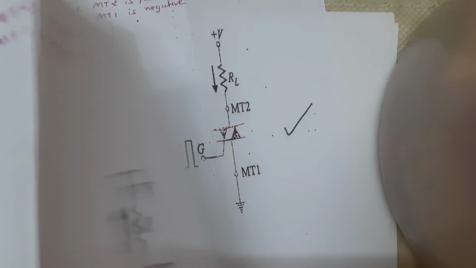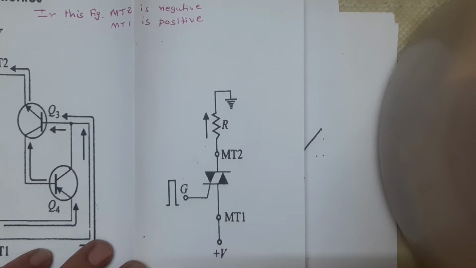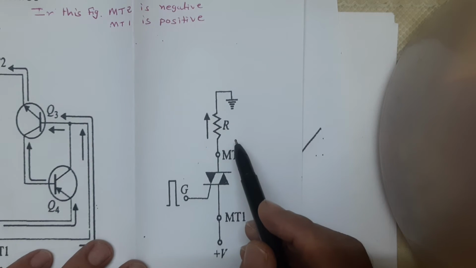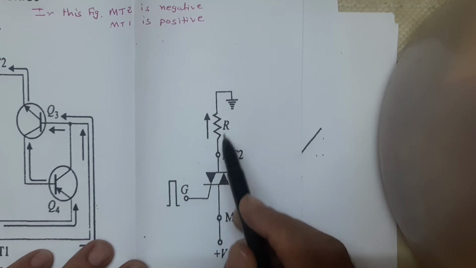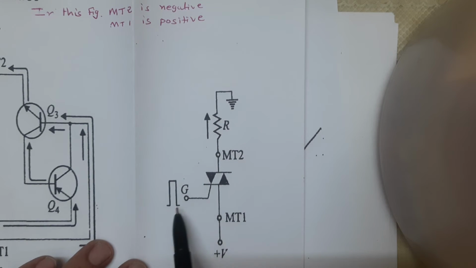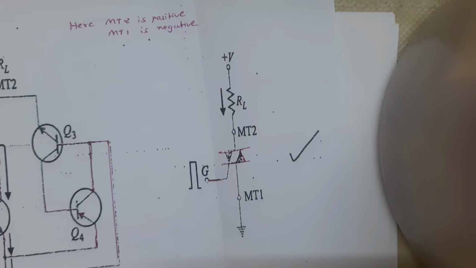Our circuit looks like this. MT1 here is positive, MT2 here is ground. See, here through RL it is grounded, and from this terminal we are applying the signal. So in this way we solve the example.